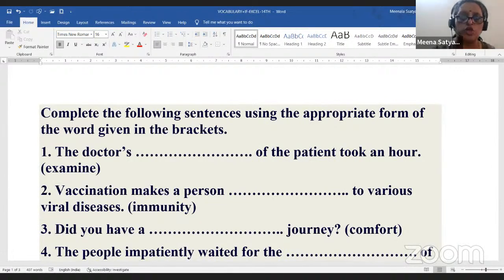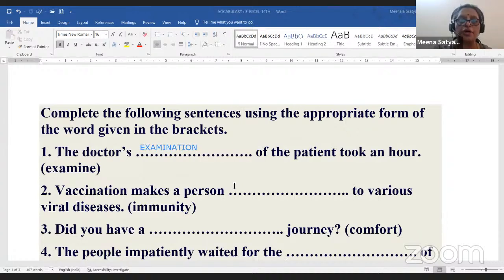Complete the sentences using the appropriate form of the word given in the brackets. The doctor's dash of the patient took an hour. Examine. So examine is a verb. The doctor's examination of the patient. He examined the patient. The doctor's examined of the patient cannot be there. So it is doctor's examination. So let me put this in caps lock, because it can be seen properly. Examination of the patient took an hour.